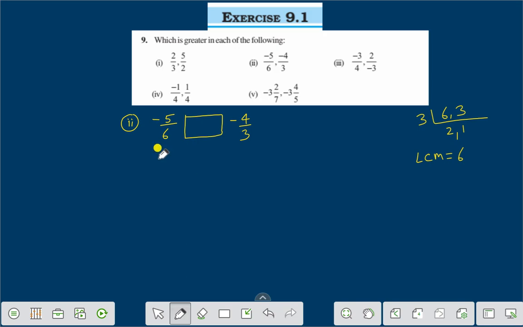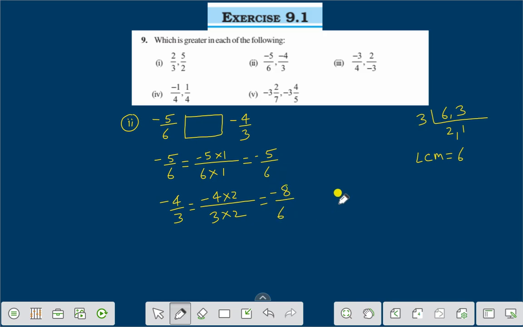Right? This number is minus 5 by 6. If we divide the LCM by 6, you will get 1. Then we have to multiply the numerator and denominator by 1, and you are getting minus 5 by 6. And this number minus 4 by 3: if you divide 6 by 3, you will get 2. Then we have to multiply the numerator and denominator by 2. That is 3 into 2, and minus 4 into 2 is minus 8, and 3 2 is 6.